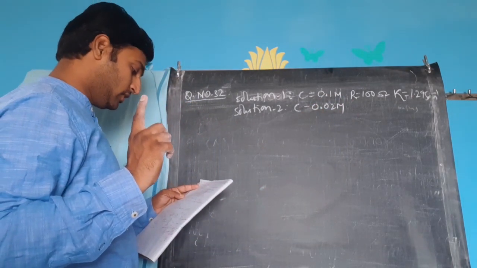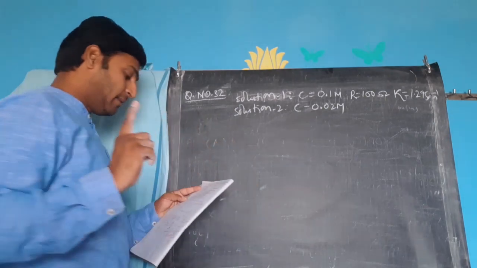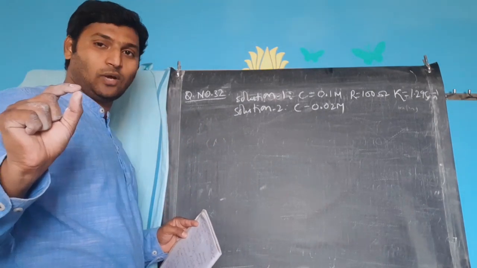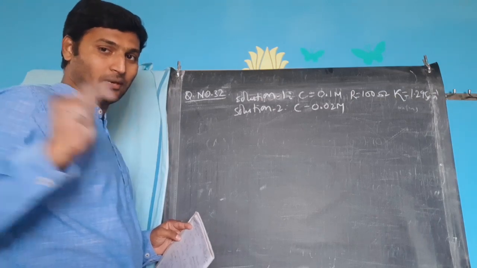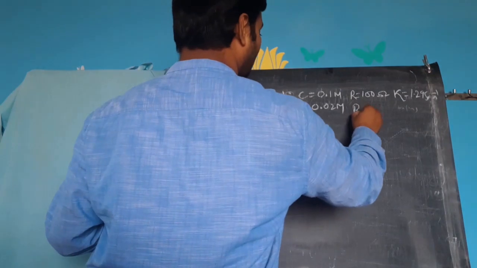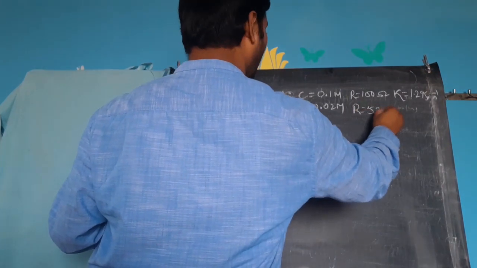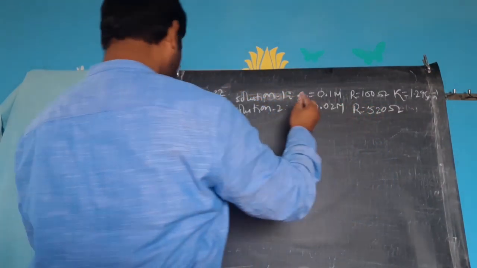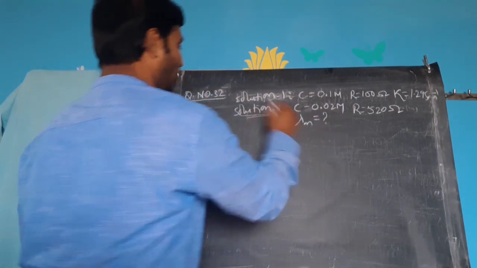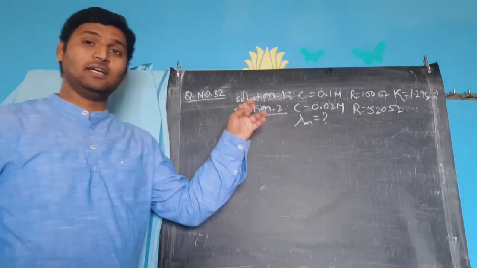Concentration is 0.02 molar. But I am afraid in your book, in one of the places, in the worksheet, it is printed as 0.2 molar. Please check. So concentration is 0.02 molar. For this solution, resistance is found to be 520 ohms. Then he is asking lambda m of the second solution. He wants the lambda m of the second solution.